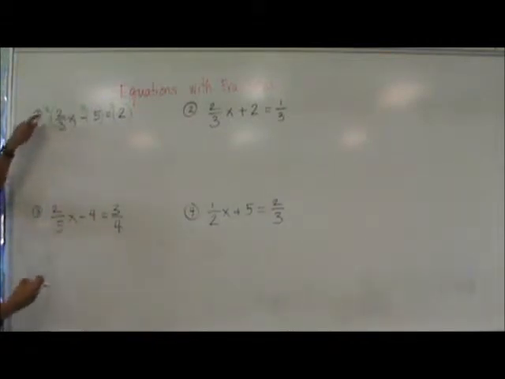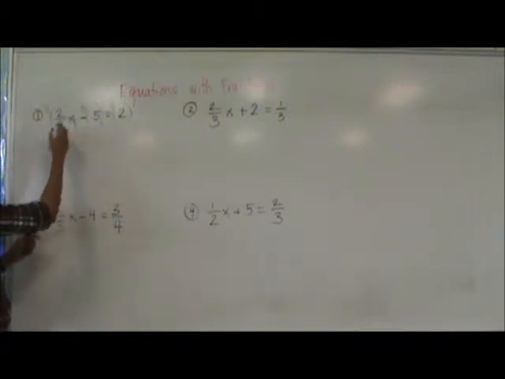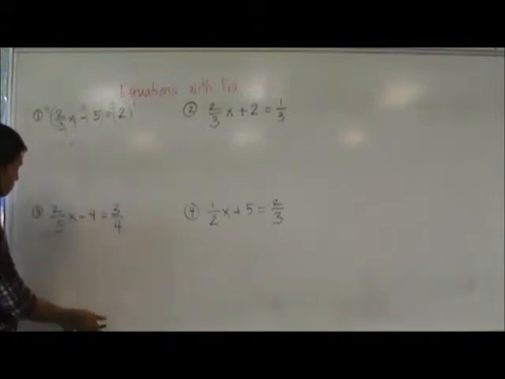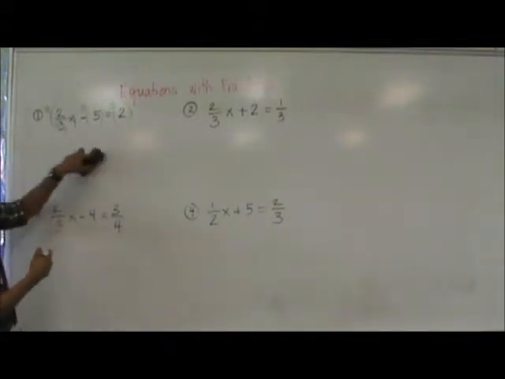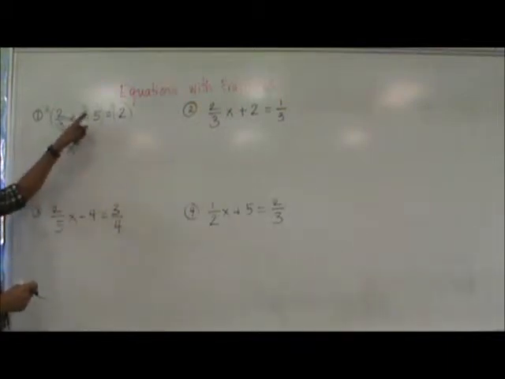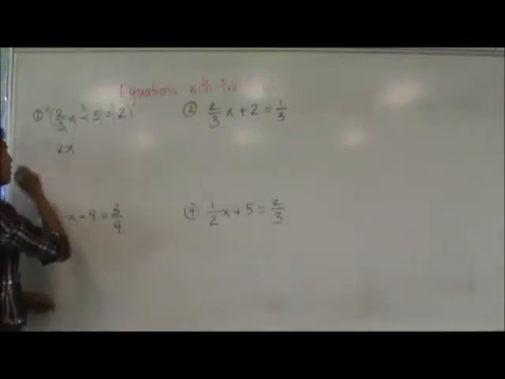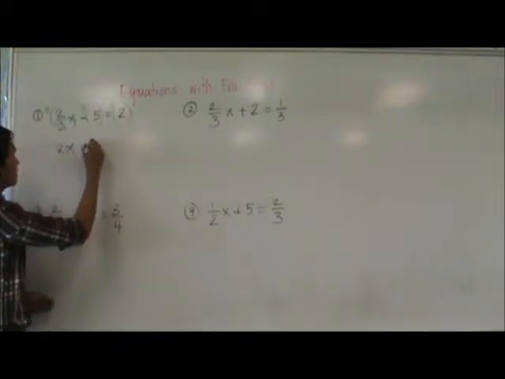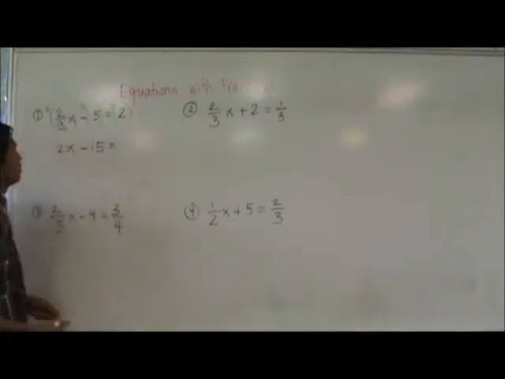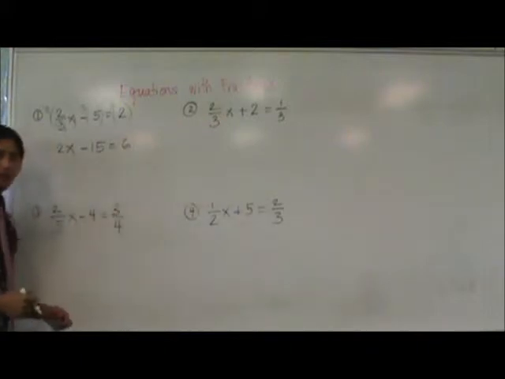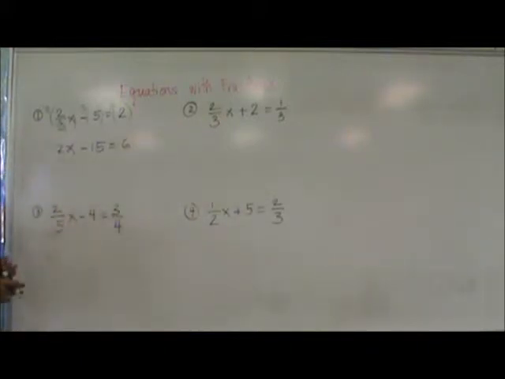So I'll go ahead and get rid of 3, 3, and now I have 2x. Let me use the black marker here. For the first term, I got rid of the denominator 3. I got 2x. 3 times negative 5, using your calculator or mental math, is going to give you minus 15, equals 3 times 6. 3 times 2 is 6. There you go. We just got rid of the denominator 3.